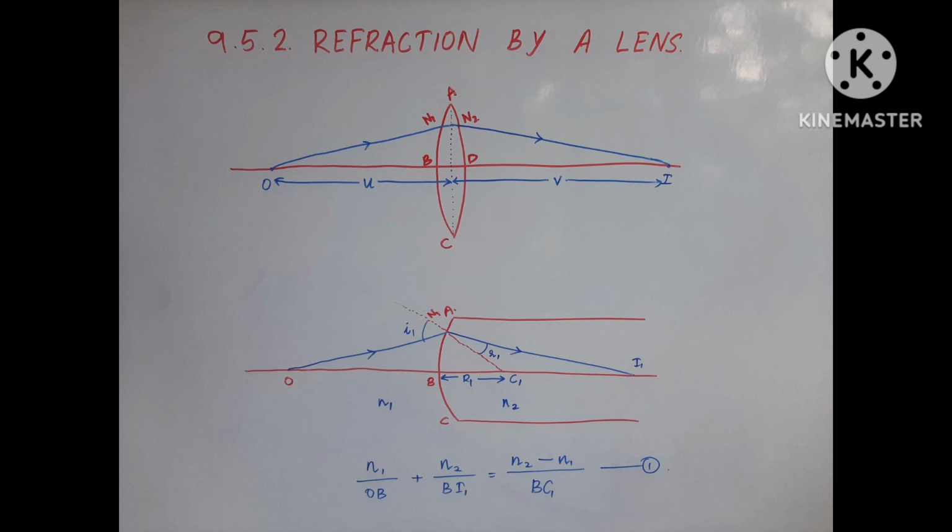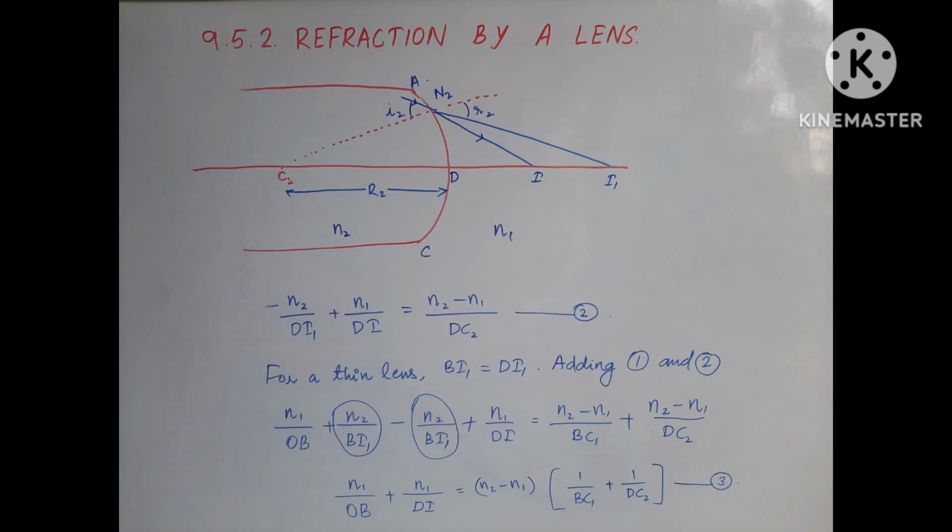Here n1 is the first refracting medium, and n2 is the second medium, which we can take as glass. BI1 is the image distance in the second medium, and OB is the object distance in the first medium. BC1 is the radius of curvature. This can be considered as equation number 1. This is a very useful relation, and we can consider the next case as a similar case.